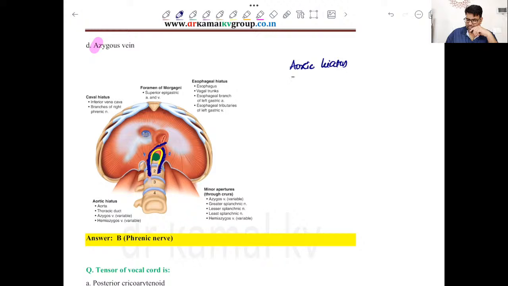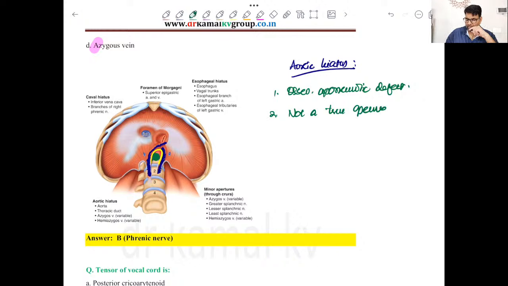So some unique facts which you should know about aortic hiatus: it is an osteoaponeurotic defect, right? It is not a true opening because its lumen remains unchanged, right? The lumen or the size remains unchanged irrespective of whether the diaphragm is contracting or relaxing, right?